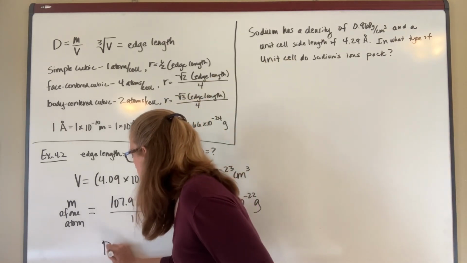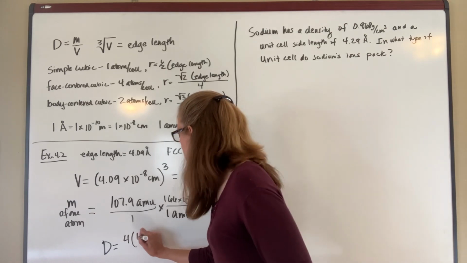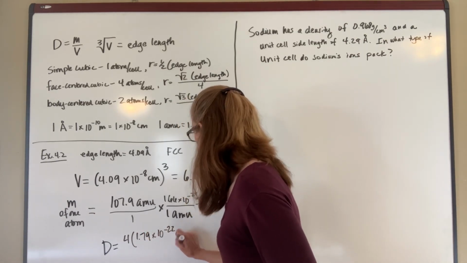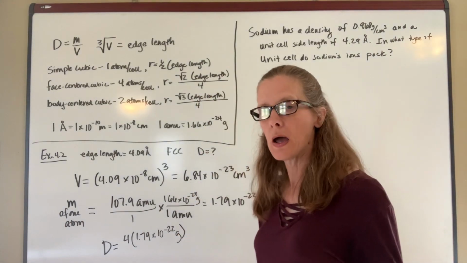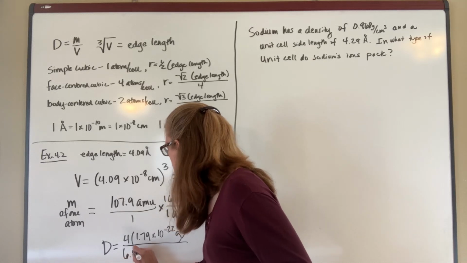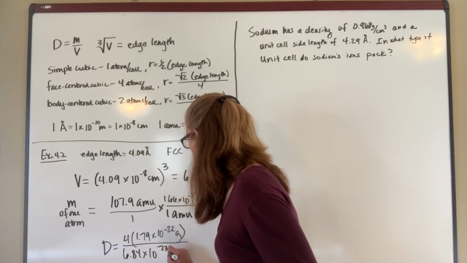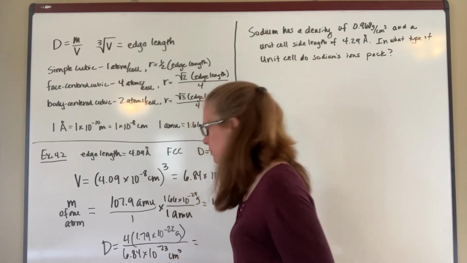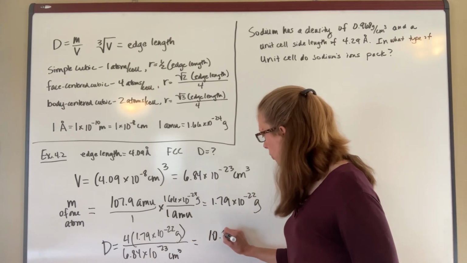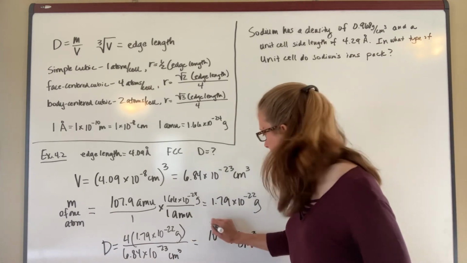So my density then is going to be 4 times this 1.79 times 10 to the minus 22nd grams, because there's 4 atoms per cell. And then if I divide that by the volume, 6.84 times 10 to the minus 23rd cubic centimeters, you're going to divide that out and you're going to end up with 10.5 grams per cubic centimeter.